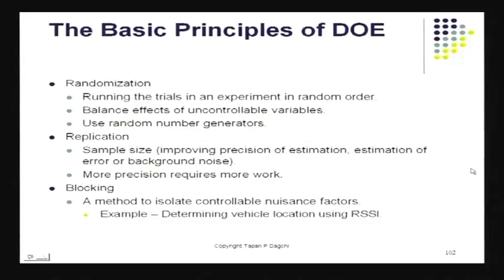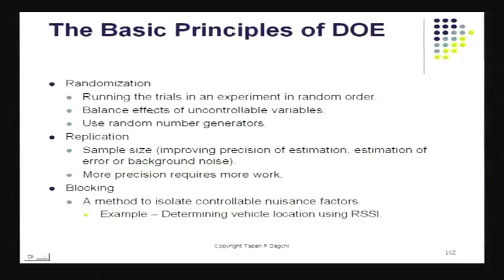So the basic principles, just to recap again: we have the idea of randomizing, which is like running trials in an experiment in a random order, so that the factors that you're not controlling are not able to affect the experiments, the trials, in any systematic way. And of course, many times we'd also like to utilize the help of random numbers.